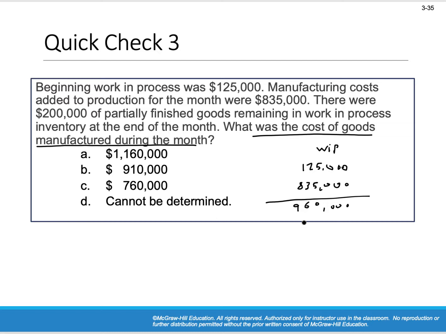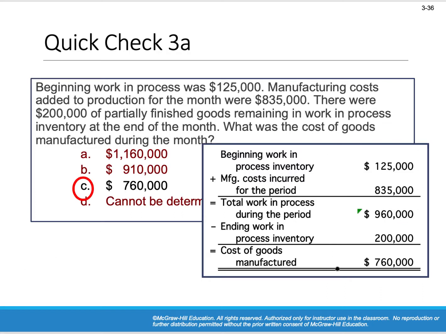But then they say, oh, by the way, you have $200,000 of ending WIP, right? At the end of the month, we counted all the partially completed products that we still have to add manufacturing costs to, but we have $200,000 left. How much did we use? Well, I'm going to subtract out that ending WIP balance, and I'm going to end up with 760,000. So that's my cost of goods manufactured.